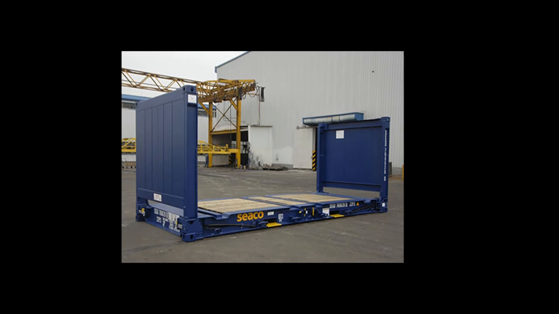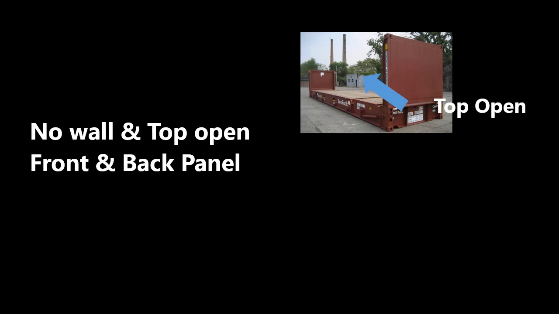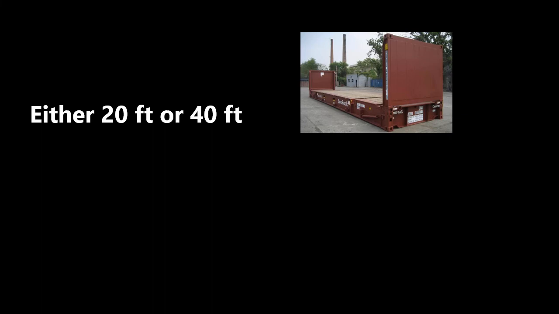This is the 6th and final type of container which I shall discuss. The container looks very different from the rest of the containers. This container does not have any side walls and the top is open. So it doesn't have any left and right walls and the top is totally open. However, this container only has a panel at the front and at the back. The dimension of this container is the same as any other standard container, and it could either be in 20 footer or 40 footer size.